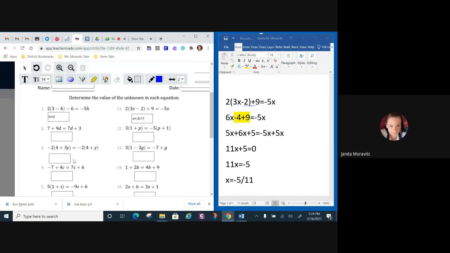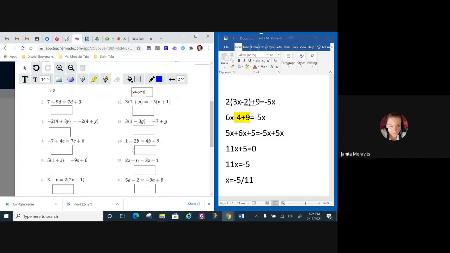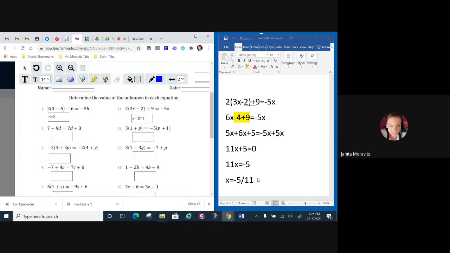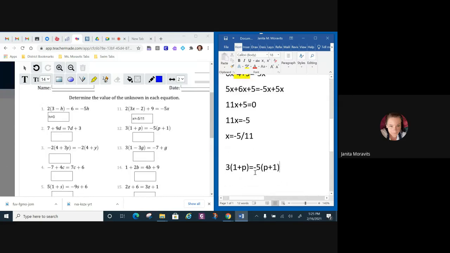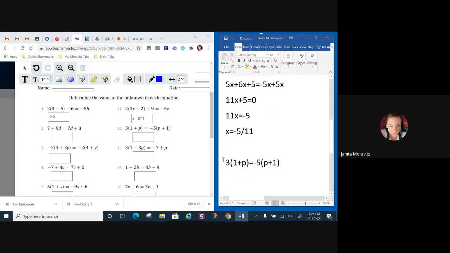All right, let's look at number 12 right here. We have 3 times 1 plus p equals negative 5 times p plus 1. All right, now, this time you have to use the distributive property twice because you've got to do it here and you've got to do it here.